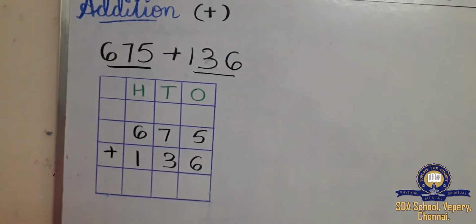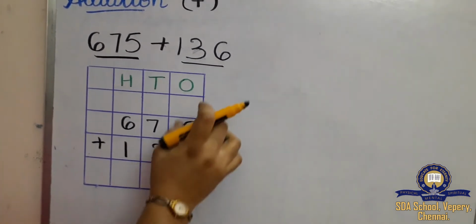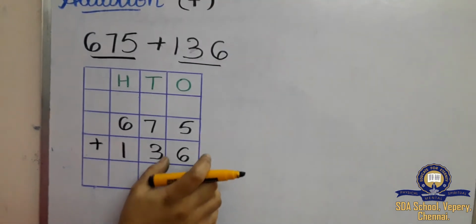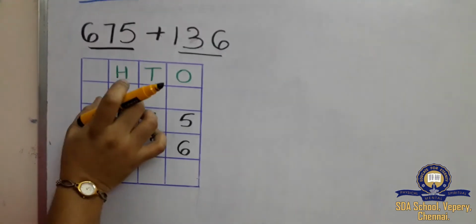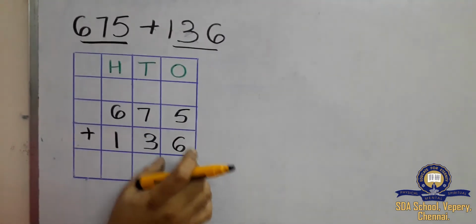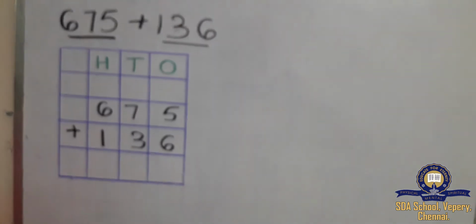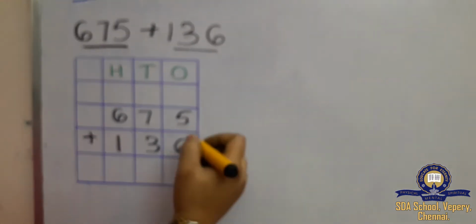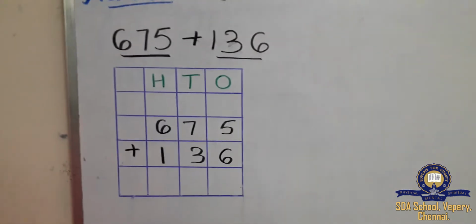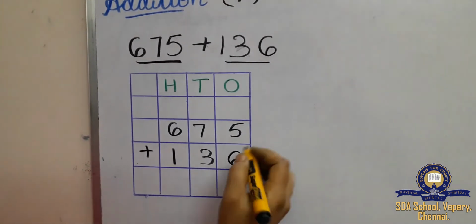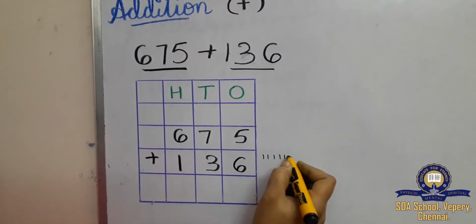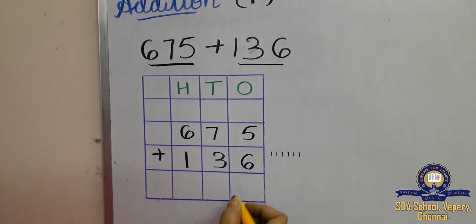Now see, first what do we have to do? First we have to calculate ones, then go to tens and then hundreds. In any method, the first thing is we have to count ones, tens, hundreds. Remember this. So we'll calculate now. 5 plus 6: 5, 6, 7, 8, 9, 10, 11. Right? So 11 is coming.